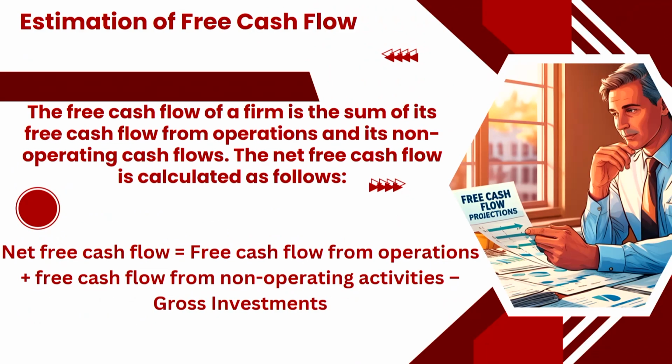Then how to calculate the free cash flow? There is a mention in this slide: the free cash flow of a firm is the sum of its free cash flow from operations and its non-operating cash flows, and the net free cash flow is calculated as follows. Net free cash flow is equal to free cash flow from operations plus free cash flow from non-operating activities minus gross investment. I already hinted about this to a certain extent while discussing the steps.